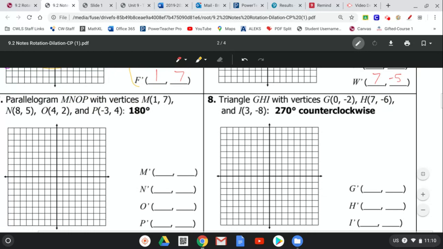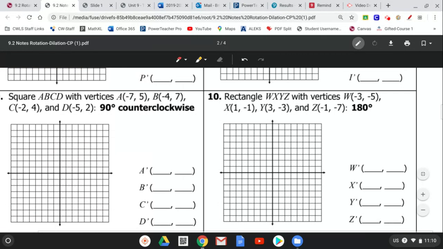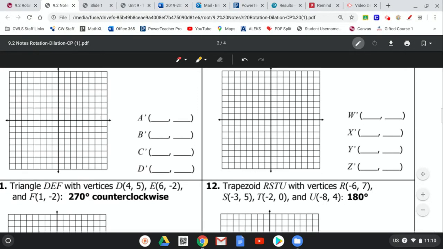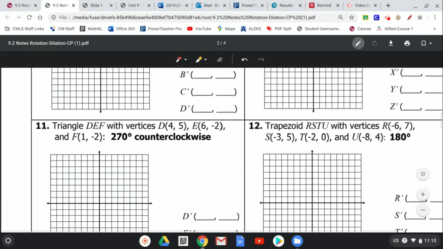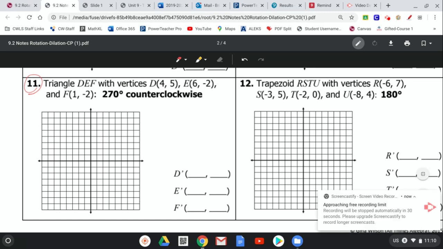So moving on, I want to move to maybe something, I mean, they're pretty straightforward, but maybe something that's a little bit more challenging. All right, so I think the counterclockwise ones are always a little bit challenging here. So if we're looking at number 11, 270 counterclockwise, so the rule is going to be we move from (x, y) to (y, -x). All right.